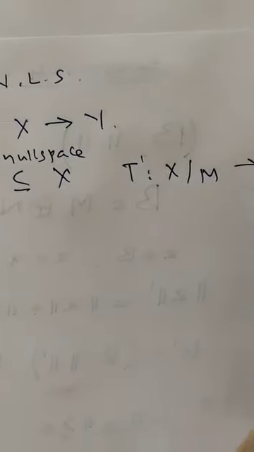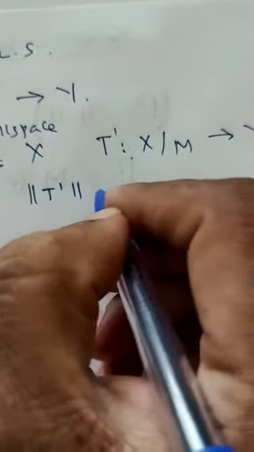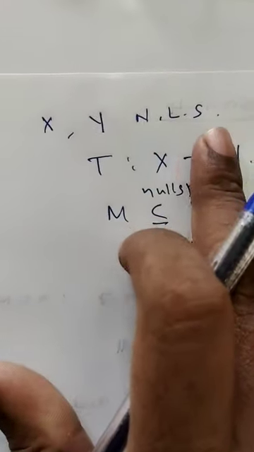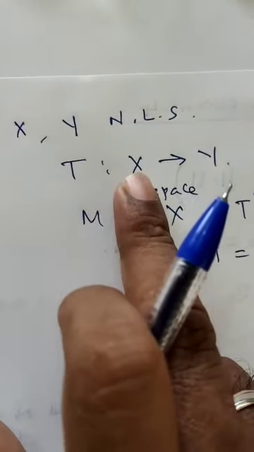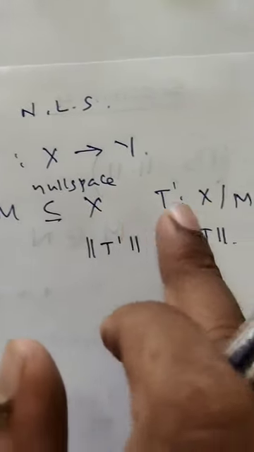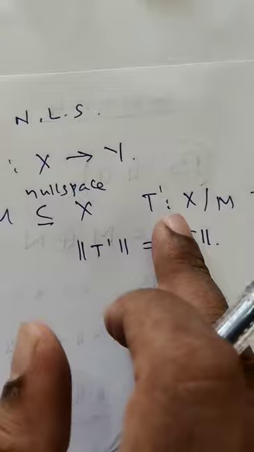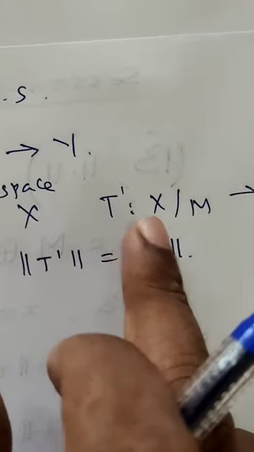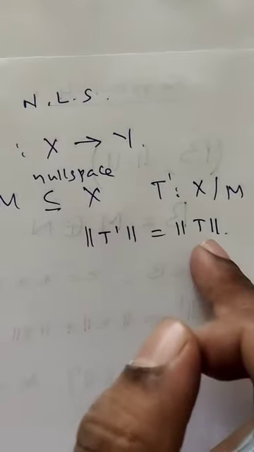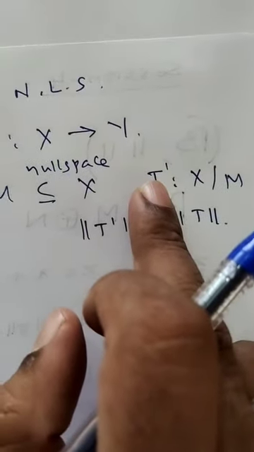T induces a linear map T dash of X by M into Y such that norm of T dash is the same as norm of T. Norm of T dash is same as norm of T means: if X and Y are normed linear spaces and T is a linear map of X into Y, and if M is the null space of T, then T dash induces a linear map T dash from X by M into Y such that norm of T dash is equal to norm of T. So this is the natural map, right?